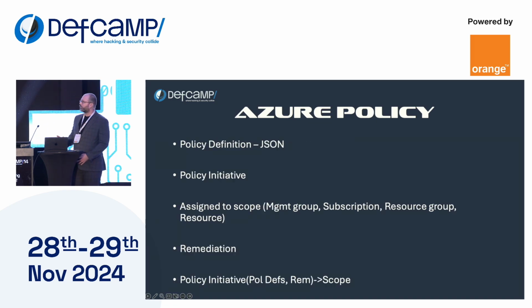So I will just quickly talk about how you can create a policy and how it looks like, and then we will move on, and I will talk about how you can twist it and abuse it and create a backdoor account. So Azure policy is written in JSON, and it's called a policy definition. And if you group multiple definitions together, then it's called a policy initiative. And you have to assign these policies to a scope, which can be a resource or resource group, management group, or subscription. So where the policy will apply, that's the scope.